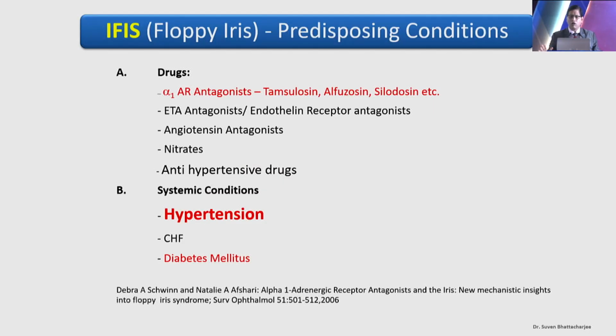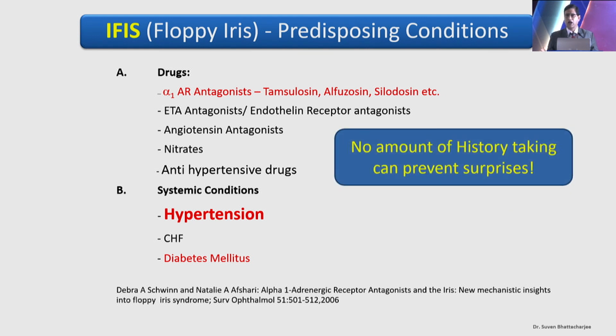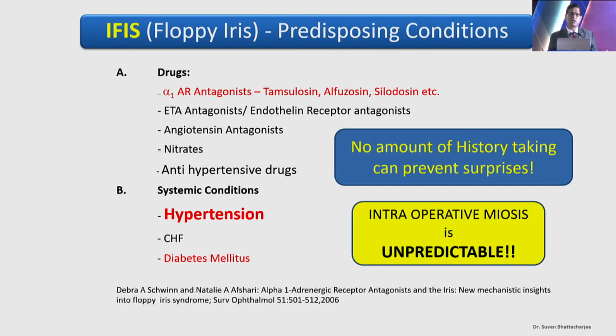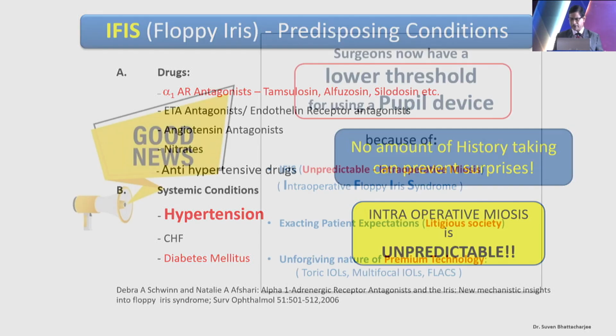And that is the long list of drugs which can cause IFIS, including common conditions like hypertension. I mean, every patient, if not every alternate patient, has hypertension. So no amount of history taking can prevent surprises, and intraoperative miosis is unpredictable. Let's come to terms with that.